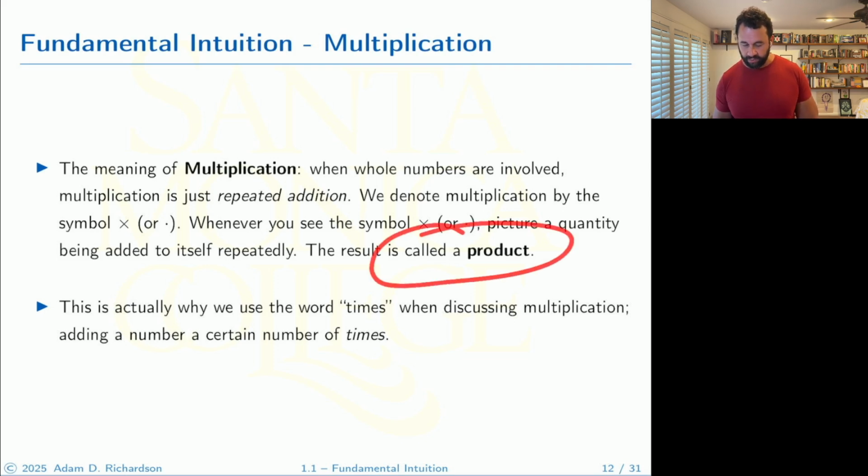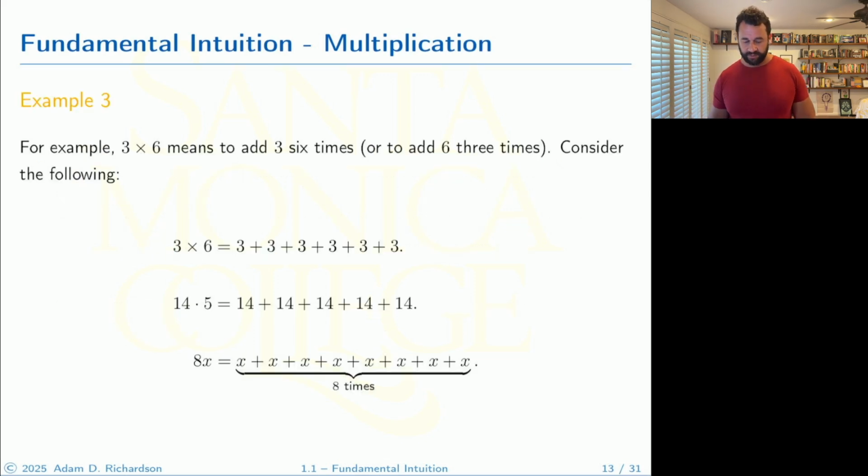We call that a product. The result of a multiplication is a product. This is actually why we use the word times when we talk about multiplication, because you're adding a number a certain number of times. Here are a couple of examples. What is 3 times 6? Well, it's just adding 3 six times. What's 14 times 5? It's adding 14 five times. 1, 2, 3, 4, 5.